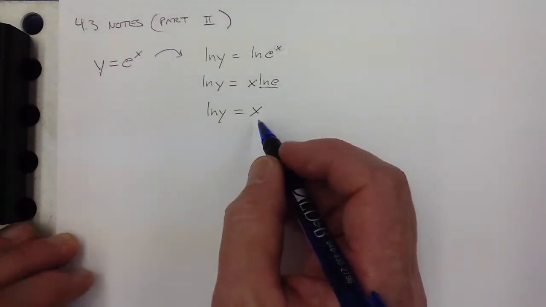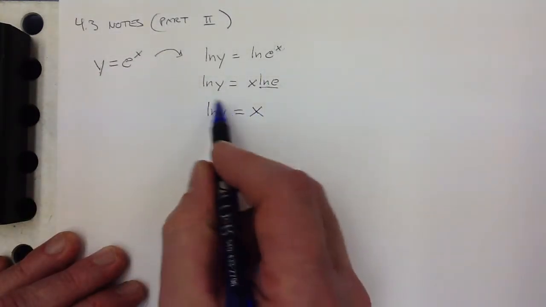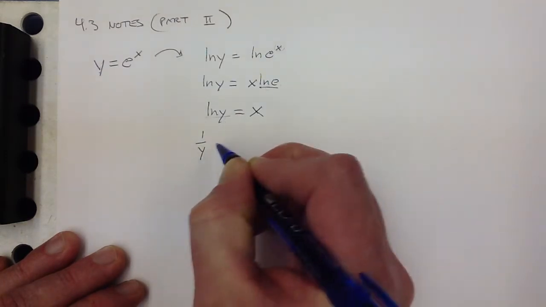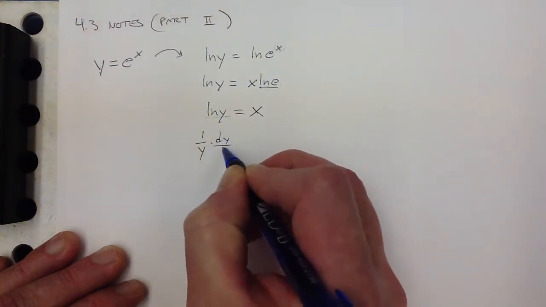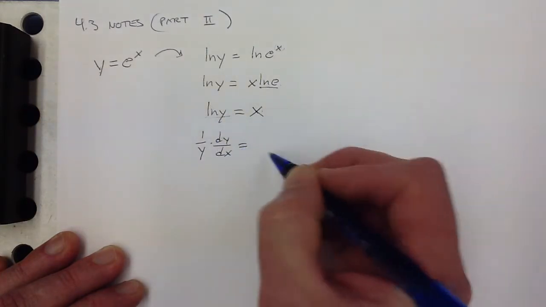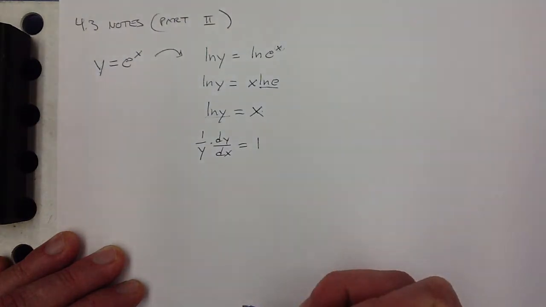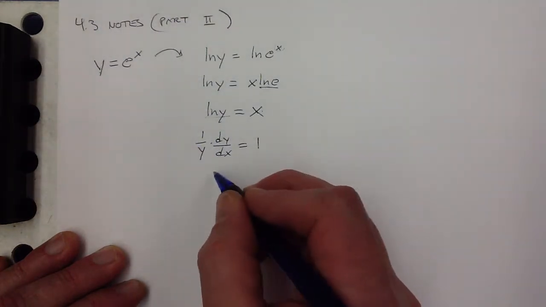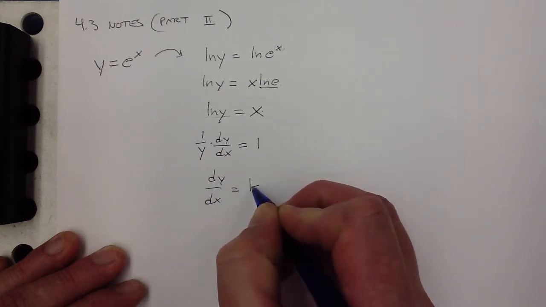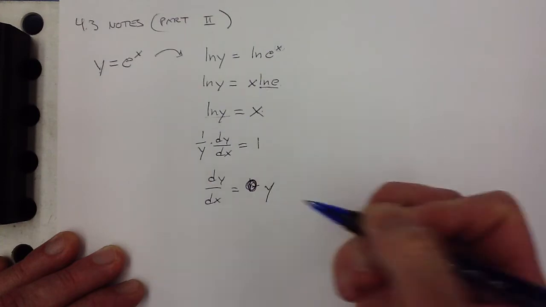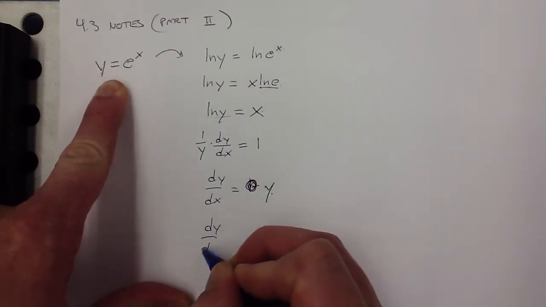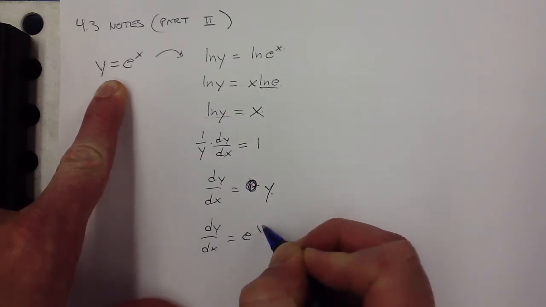And then take the derivative of both sides. This is like our logarithmic differentiation. When we take the derivative of this, we get 1 over y, and then a dy dx, because I took the derivative of a y, equals 1. Then multiply the y over to the other side. So dy dx is equal to y. Whoa. Y. And of course y is e to the x. So the derivative is e to the x.